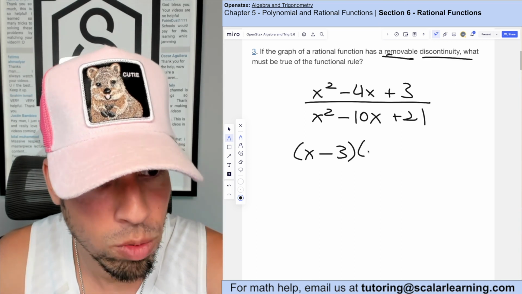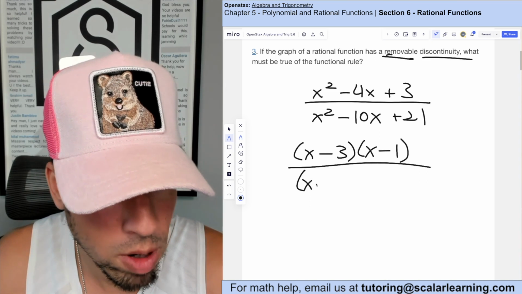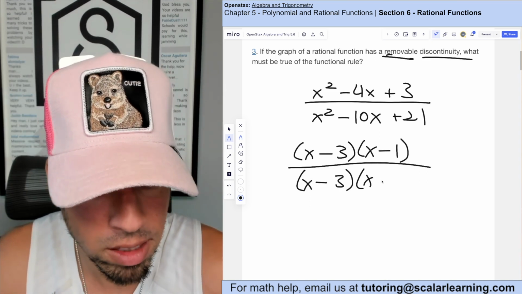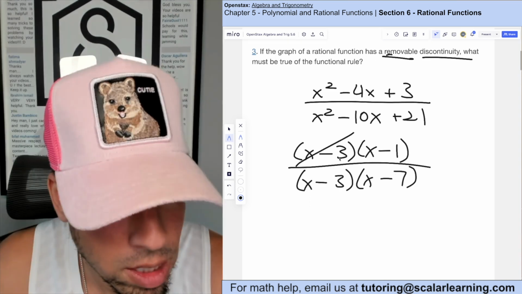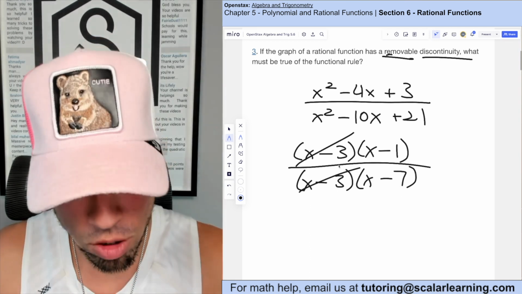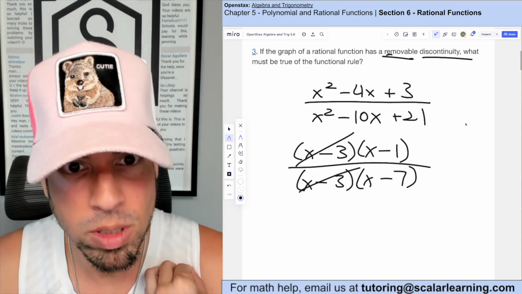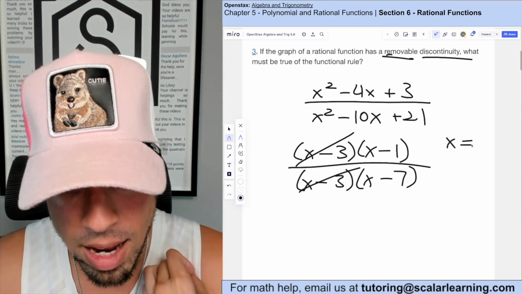The top factors to x minus 3 times x minus 1. The bottom factors to x minus 3 times x minus 7. So these are going to cancel out. And this is the indication that, because we can cancel out a factor on the bottom and the top, we have a removable discontinuity, aka a hole at x equals 3.